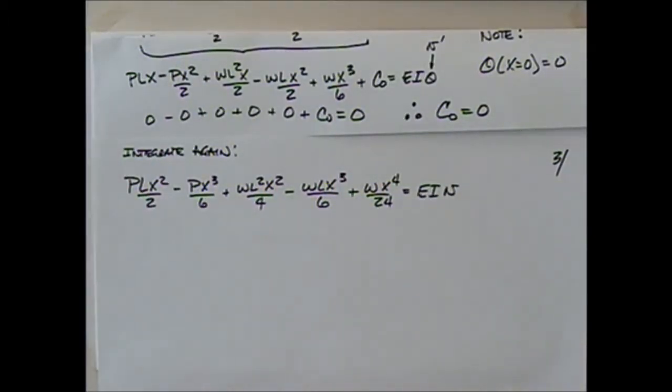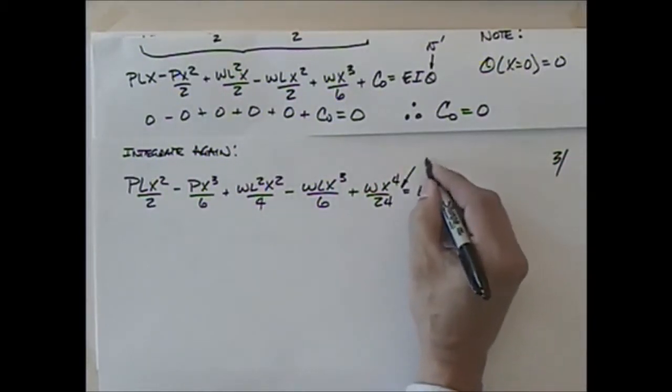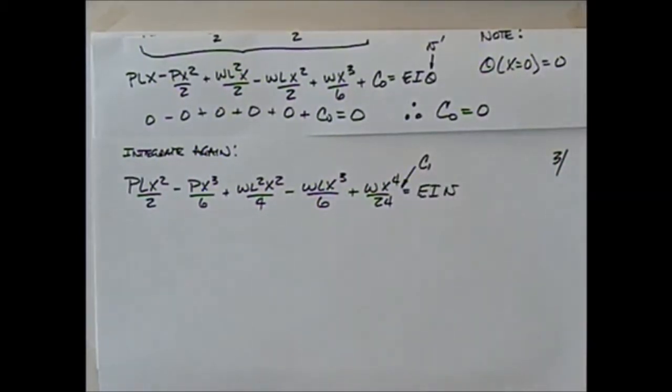Okay with that? Let me double check. Should there be another constant of integration? Oh yeah, I probably should put one in there. So we'll say plus C1. Good call. So I got my constant of integration. Let me double check my terms here.